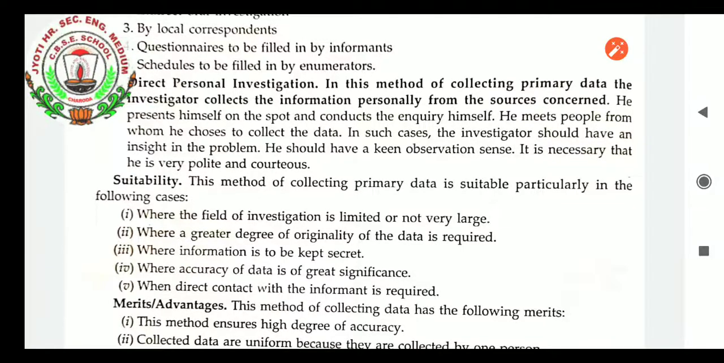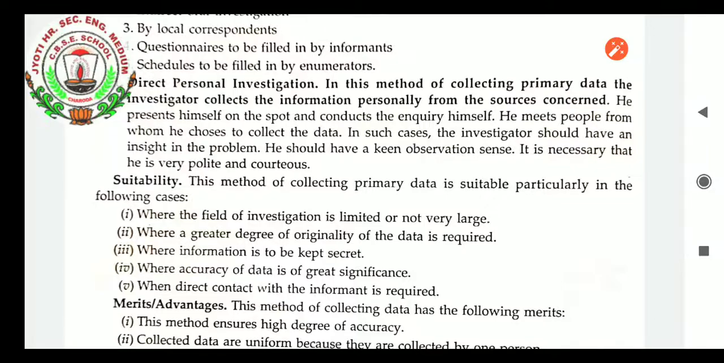Okay, the first point is clear. The field of investigation is limited, why is it said so? Because if the field of investigation is big, can a single person complete that investigation in a given period of time? The answer is no. Because of that, if the source of data is limited, if the collection of data is limited, then we can have the direct personal investigation. And degree of originality, definitely. Where we need 99% accuracy, direct personal investigation is very important. Where information is to be kept secret, that needs direct personal investigation.